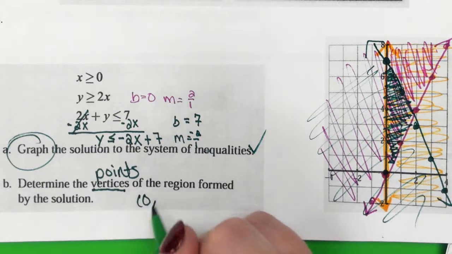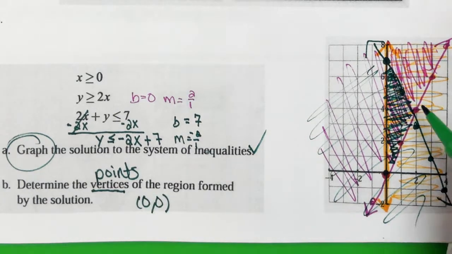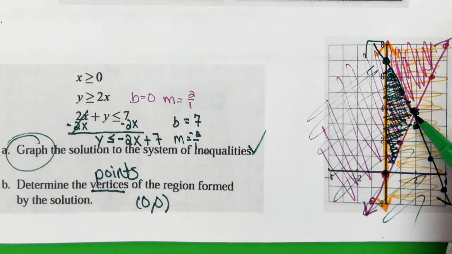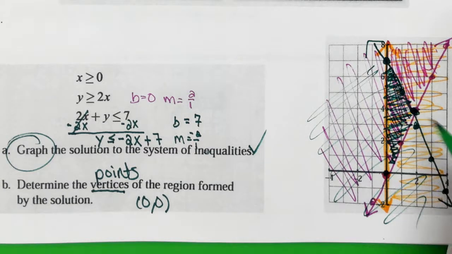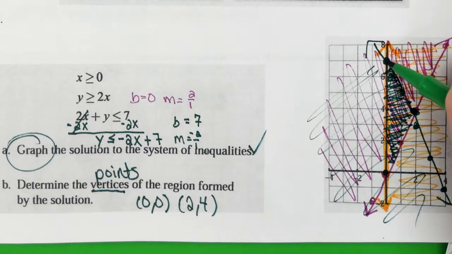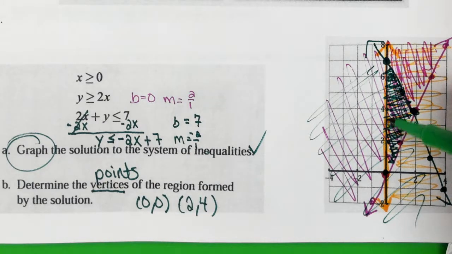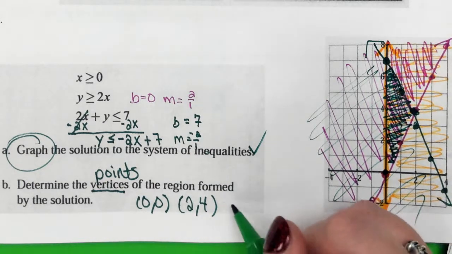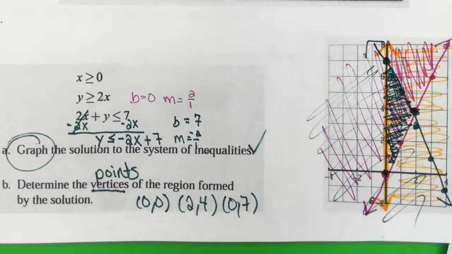0, 0. 2 and, oh, I think that's 4. Is that 4? 1, 2, 3, 4, yeah. So it'd be 2, 4. Careful, that's on the y-axis. That'd be 0, 7. Yep. Good job, though. 0, 7.